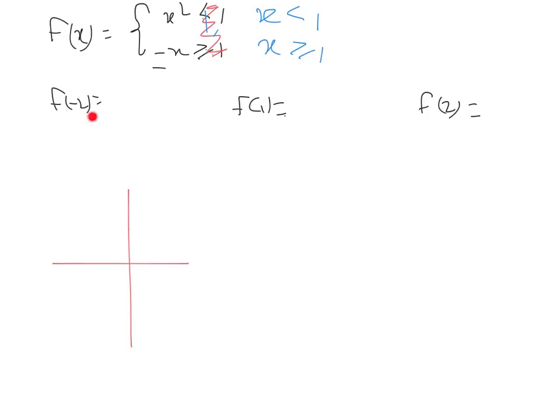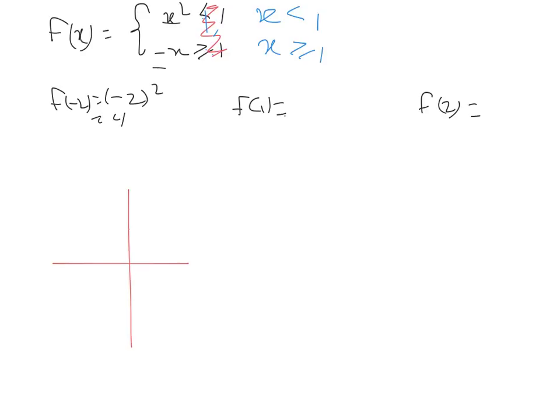So at x equals negative 2, which one of these two functions are we going to use? Well, we'll use the one that fits negative 2. Will that be where x is less than 1 or x is greater than or equal to 1? It's going to be the top one, because negative 2 is less than 1. So we'll use x squared, and we'll have negative 2 squared, and that ends up at 4.